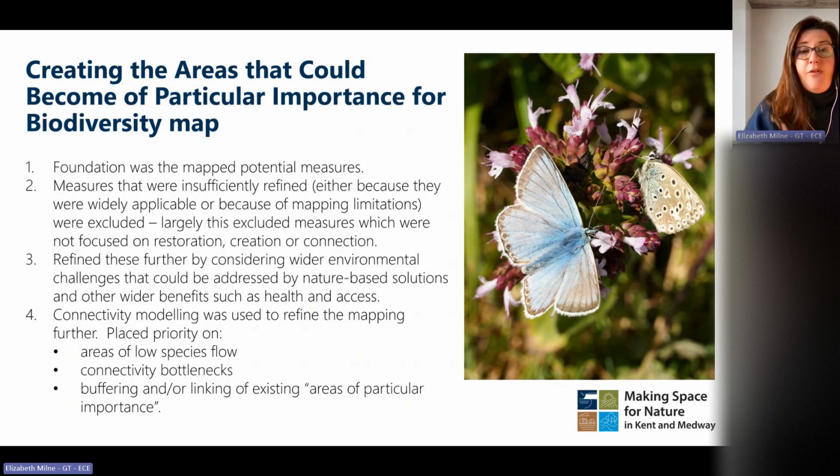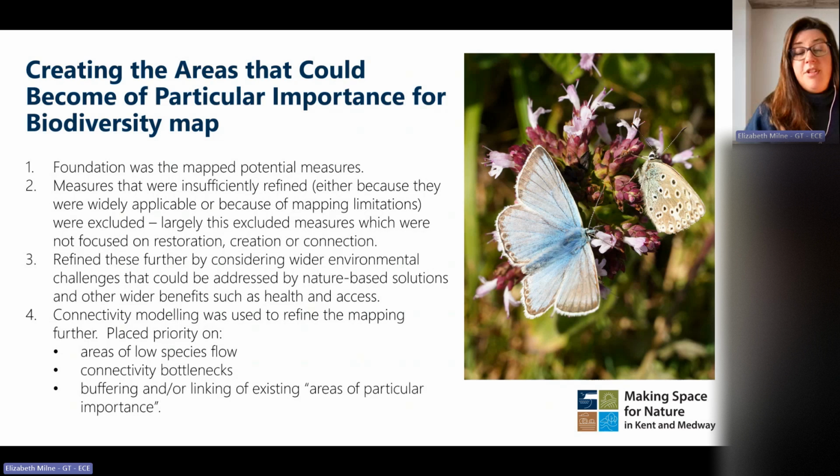These maps were then refined further by placing more consideration as to where our environmental challenges were, and where it might be really critical to put in place a certain habitat, because that habitat would deliver a nature-based solution to that particular challenge. That was looking at things such as where there might be air quality issues, where there might be particularly high flood risk, and things like that we were able to map. We could then select the most likely and most opportune areas for delivery of that particular action.